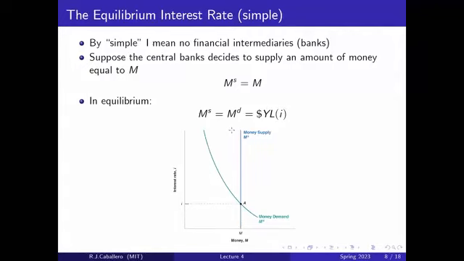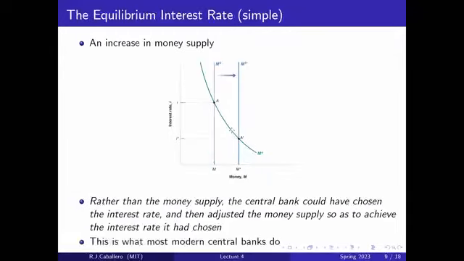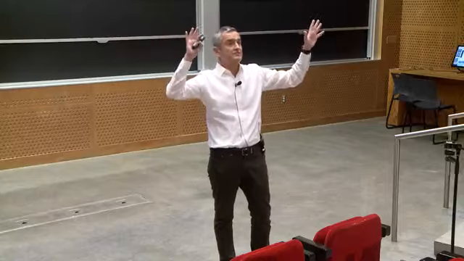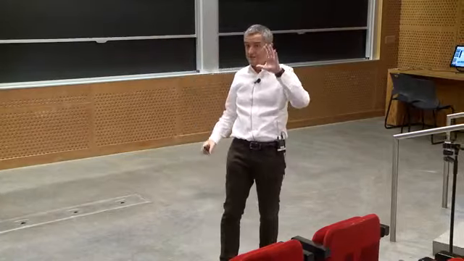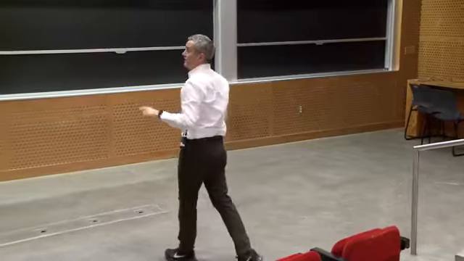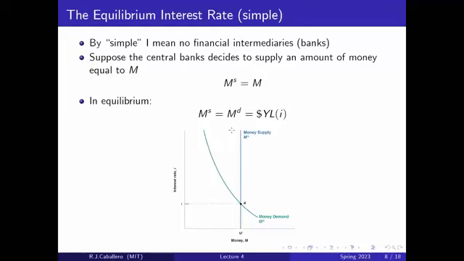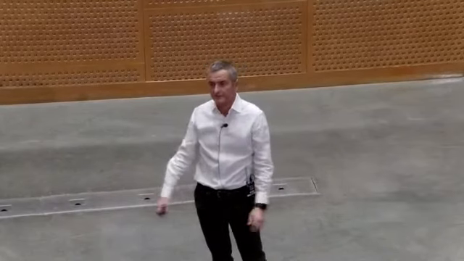Now, suppose that the central bank increases the money supply. Remember, the goal of this lecture is that we understand how the interest rate is determined. How is it that the Fed, the central bank, determines the interest rate? Here, the central bank decides on a certain amount of money, and then the market determines what the interest rate is. This is the way monetary policy used to be conducted. Central banks would typically decide the amount of money in the system, called monetary aggregates, and then the market would determine the interest rate.